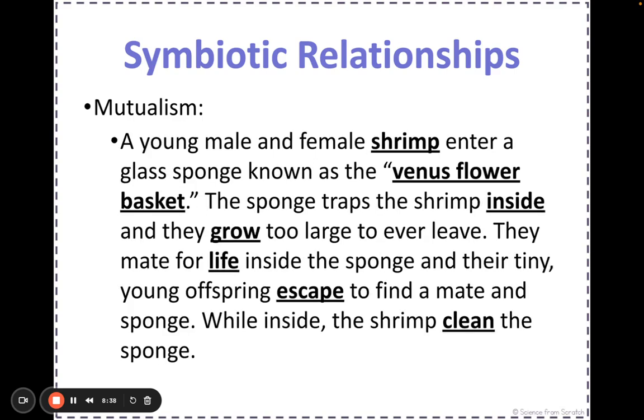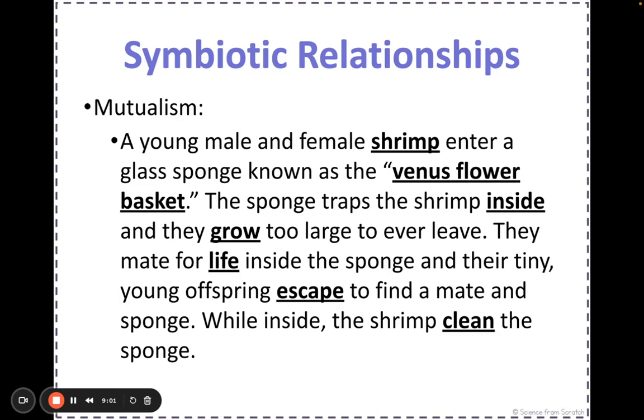So thinking about this, right, this would show us an example of mutualism because both organisms are benefiting from the relationship. Another one, a young male and female shrimp enter a glass sponge such as the Venus flower basket. The sponge traps the shrimp inside and they grow too large to ever leave. They mate for life inside the sponge and their tiny young offspring escape to find a mate and sponge, while inside the shrimp clean the sponge.